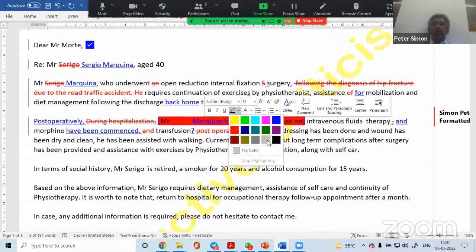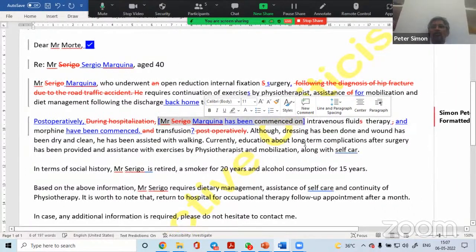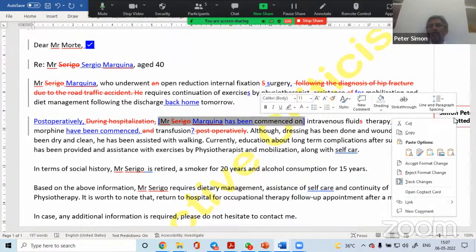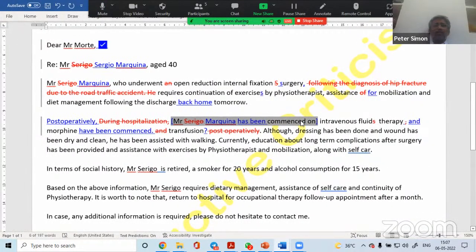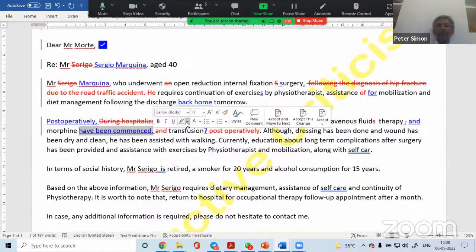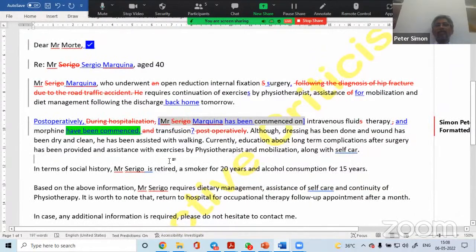Active voice. Avoid such active voice sentences. Okay, that is correct, no doubt it is correct. But this is in active voice, so use passive voice. Have been commenced. This is passive voice. Use that. Now there is no need of using Mr. Marquina. This is green. Green means most appropriate. That is what OET is recommending.